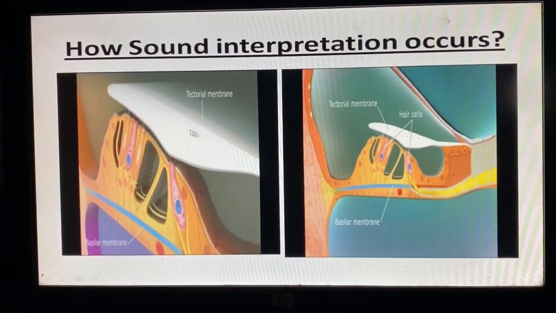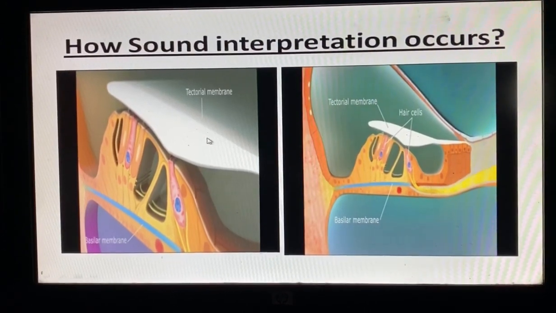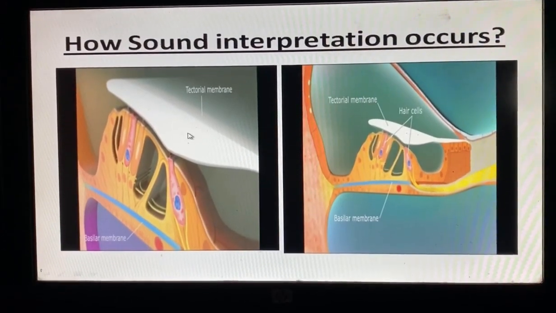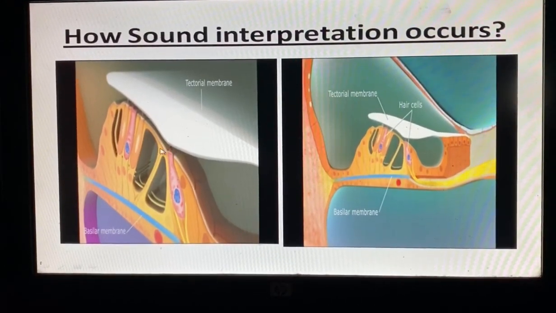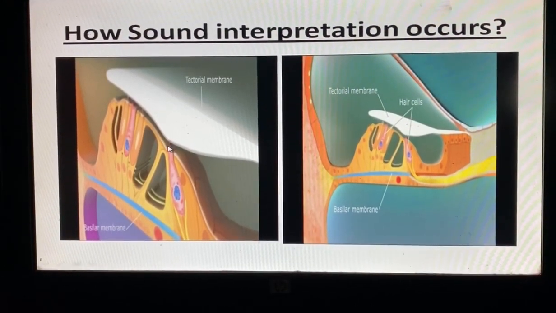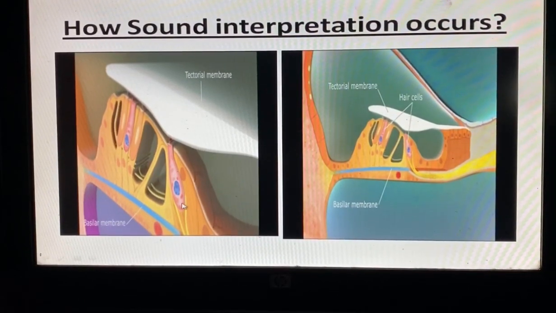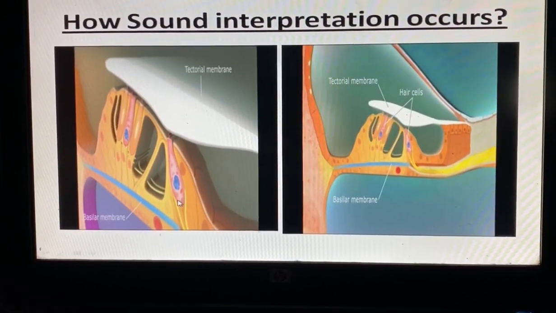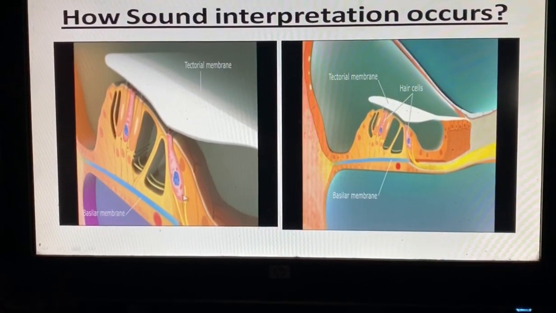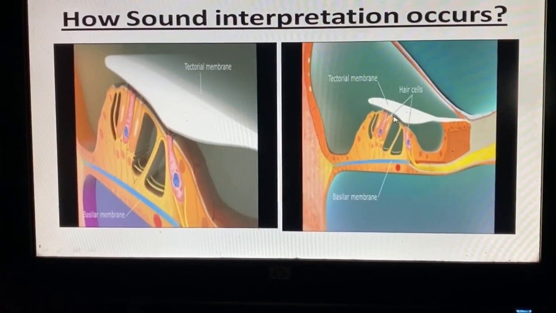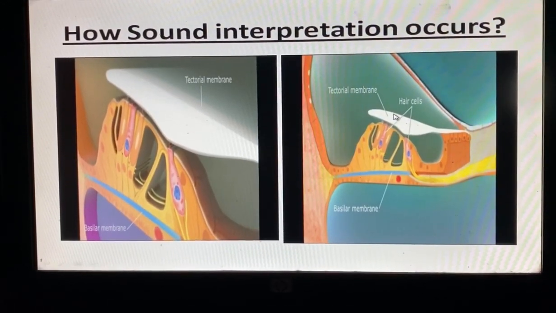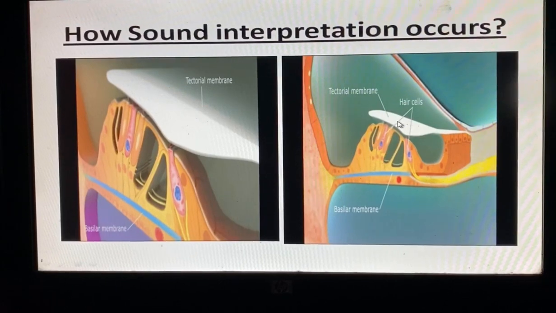Okay, the tectorial membrane is present over there. If any kind of compression occurs over there, it can press the sensory hairs or cilia, and this is the sensory hair cell. At the base they are connected to the nerve. Okay, and this is the first position, this is the second position at any angle, on the basis of the intensity of sound waves.